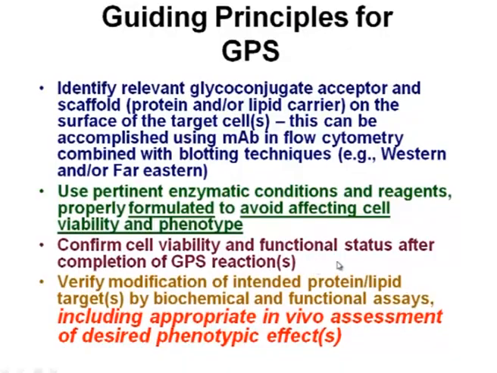You then use pertinent enzymatic conditions and reagents, properly formulated, importantly, properly formulated to avoid affecting cell viability and phenotype, and then confirm cell viability and functional status after completion of the GPS reaction. Again, confirming cell viability, an important part of this process, and the functional status of the cells. And then to verify that modification of the intended scaffold, either protein or lipid, by biochemical and functional assays, including appropriate in vivo assessment of the desired phenotypic effects.